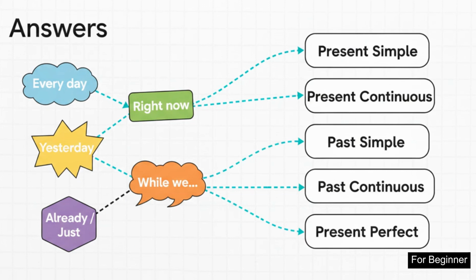Did you notice how those specific clues magically guided you? Every day triggered the present simple. Right now pointed you straight to present continuous. Yesterday is totally finished, so past simple. When I arrived tells you an action was interrupted, which gives us the past continuous. And finally, already beautifully connects the past to the present, making it the present perfect.